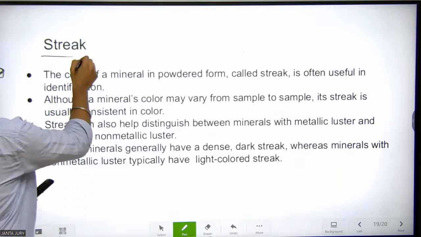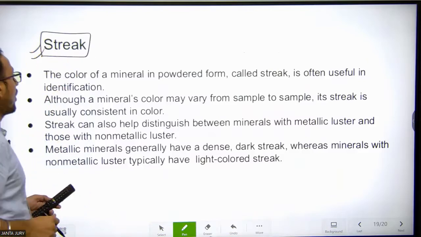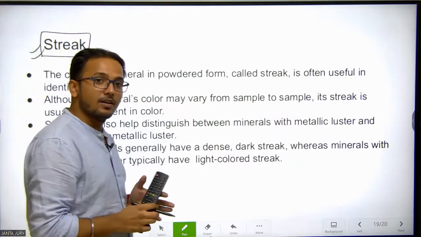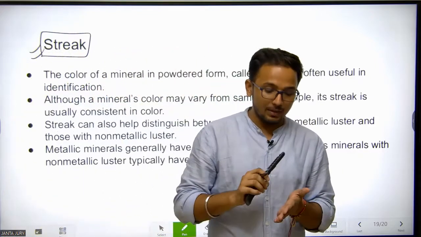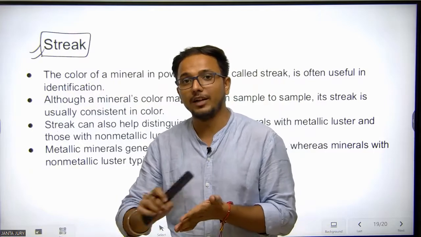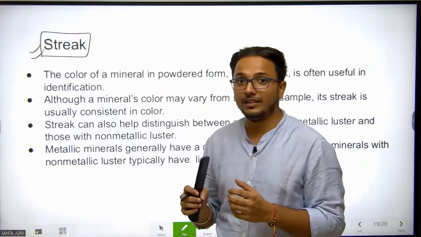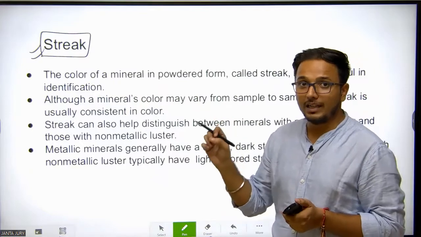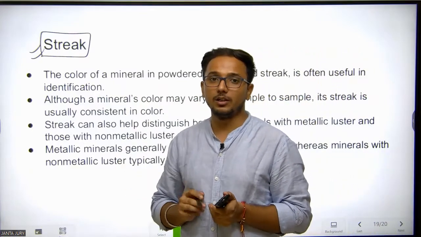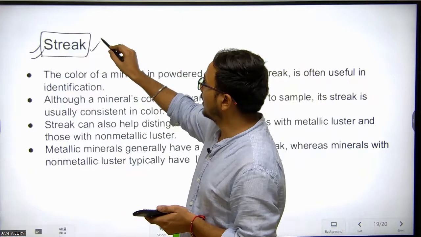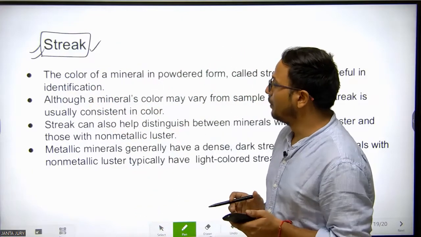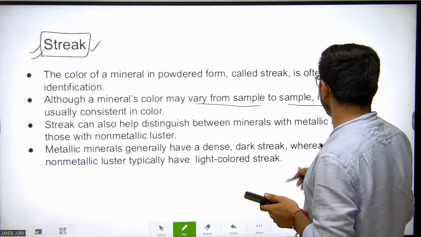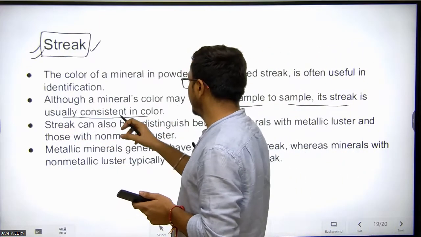But the fourth one is streak. What is a streak? It is the color of the mineral in powder form. There is a streak plate, and whenever a mineral is rubbed on the streak plate, it gives a unique color, which is its original color, whether it changes in the environment or not. So a streak can be considered a diagnostic property of minerals. Although a mineral's color may vary from sample to sample, its streak is usually consistent in color.